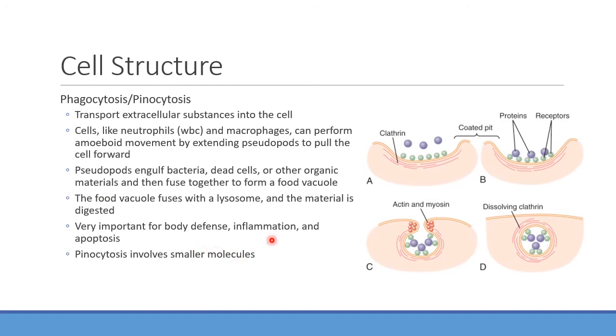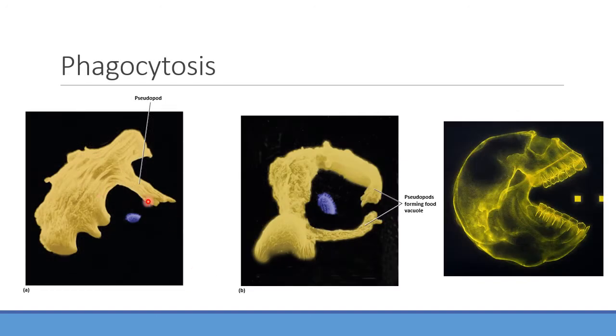Again, good for body defense, inflammation, apoptosis when you're ready to get rid of a cell, right? So it triggers off that cell death, and phagocytosis is going to be very important for that. Again, pinocytosis is good for small molecules. So you can imagine the cell producing that pseudopod is going to go in and engulf whatever the molecule is, or there's a bacteria or something else. Again, like the Pac-Man reference there.